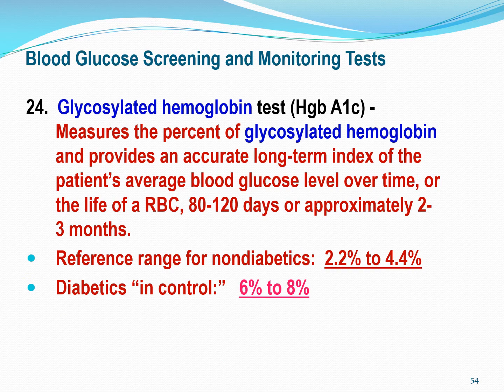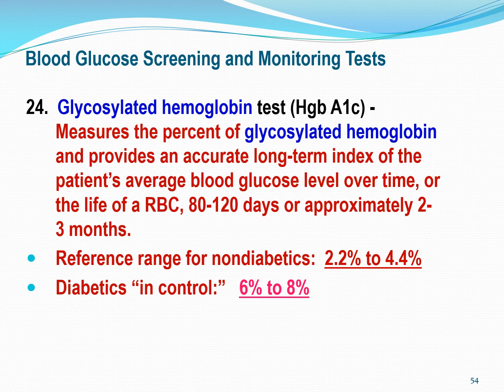And again, that glycosylated hemoglobin test, hemoglobin A1C, measures the percentage of glycosylated hemoglobin and provides an accurate long-term index of the patient's average blood glucose levels over time, or the life of an RBC, which is anywhere between 180 and 120 days. Okay, reference range for non-diabetics.